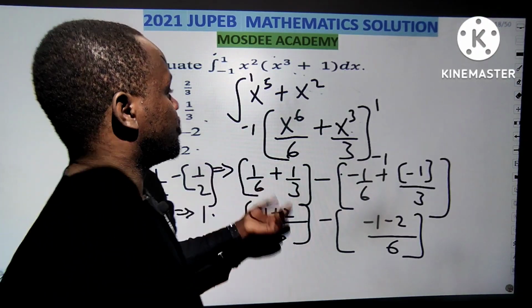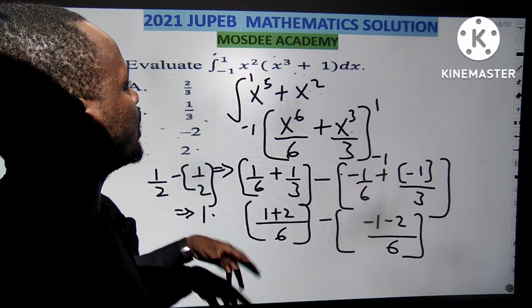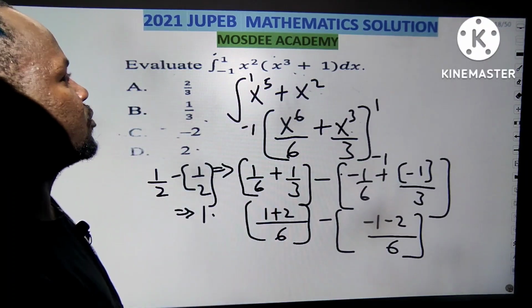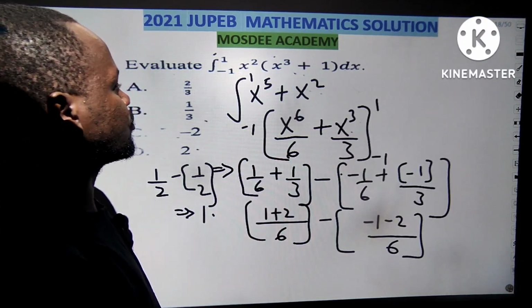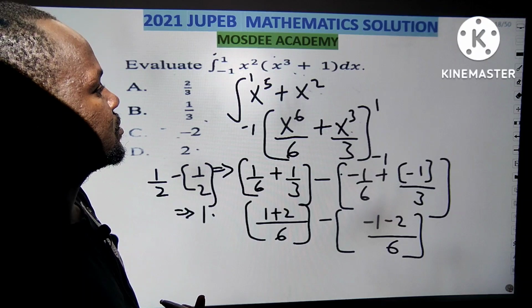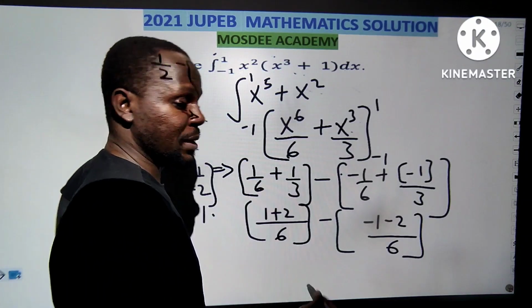Again, I've spotted a small error. Let's see. x squared times x to the power 5 is x raised to the power 7, not 6. The integration of x to the power 6 is x to the power 7 over 7. Those are my little errors.